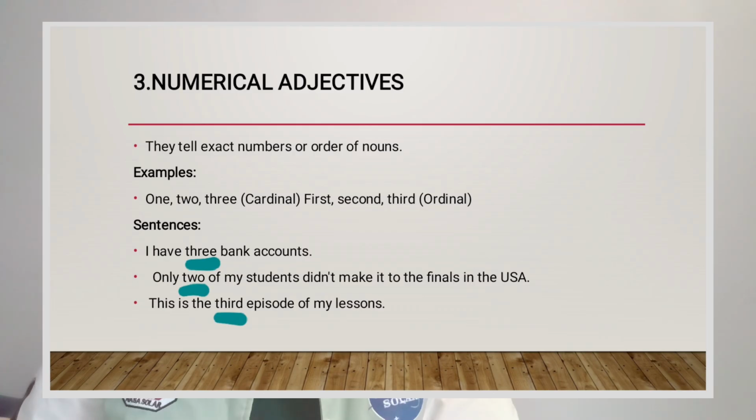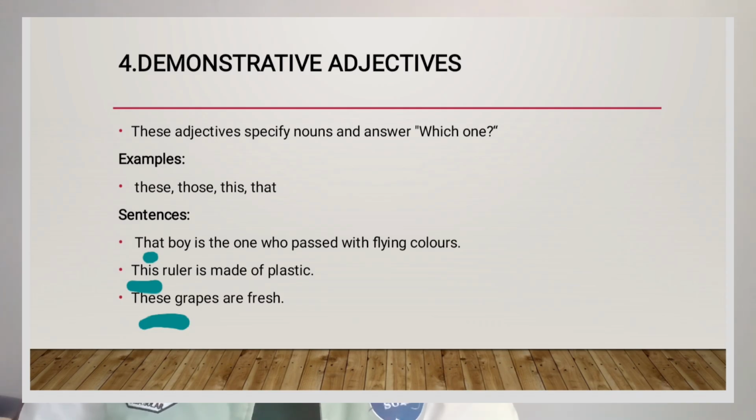Our first example would be, I have 3 bank accounts. So 3 is a numerical adjective to the exact number of accounts. And our second example would be only two of my students didn't make it to the finals in the USA.